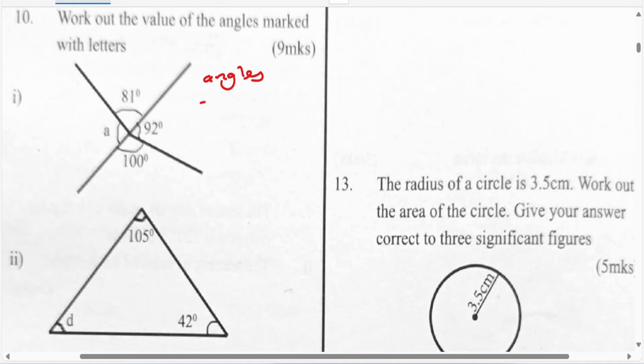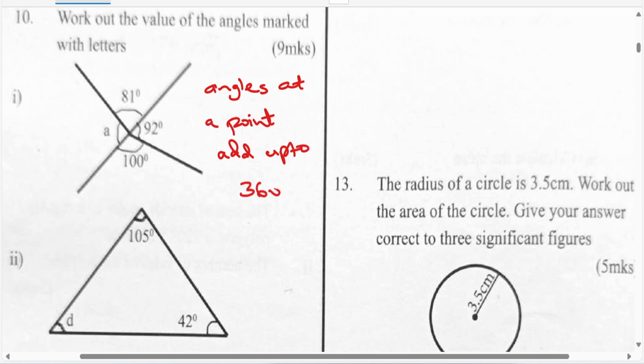So angles at a point add up to 360. Hiyo ni kitu lazima ujue. Let me just, so you know angles at a point, you can just write it down. At a point add up to 360.